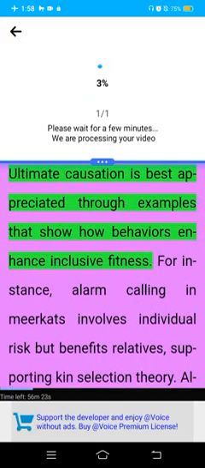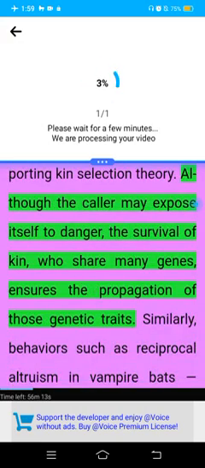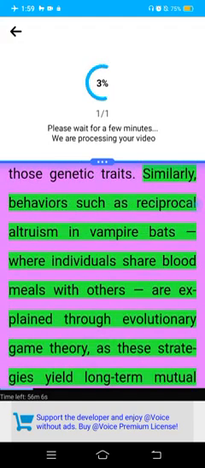Ultimate causation is best appreciated through examples that show how behaviors enhance inclusive fitness. For instance, alarm calling in meerkats involves individual risk but benefits relatives, supporting kin selection theory. Although the caller may expose itself to danger, the survival of kin, who share many genes, ensures the propagation of those genetic traits. Similarly, behaviors such as reciprocal altruism in vampire bats, where individuals share blood meals with others, are explained through evolutionary game theory, as these strategies yield long-term mutual benefits and increase overall fitness.